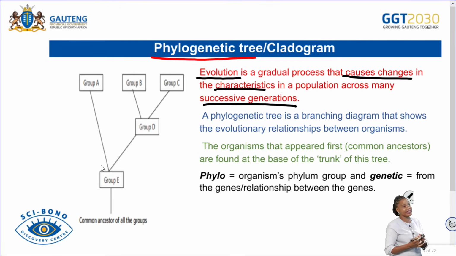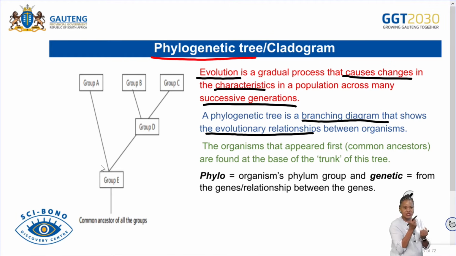Now, the phylogenetic tree is a branching diagram which shows that there is an evolutionary relationship between the organisms. It means that the organisms that we see now are the descendants of the organisms which lived in the past, but they do look different because organisms change over a period of time.